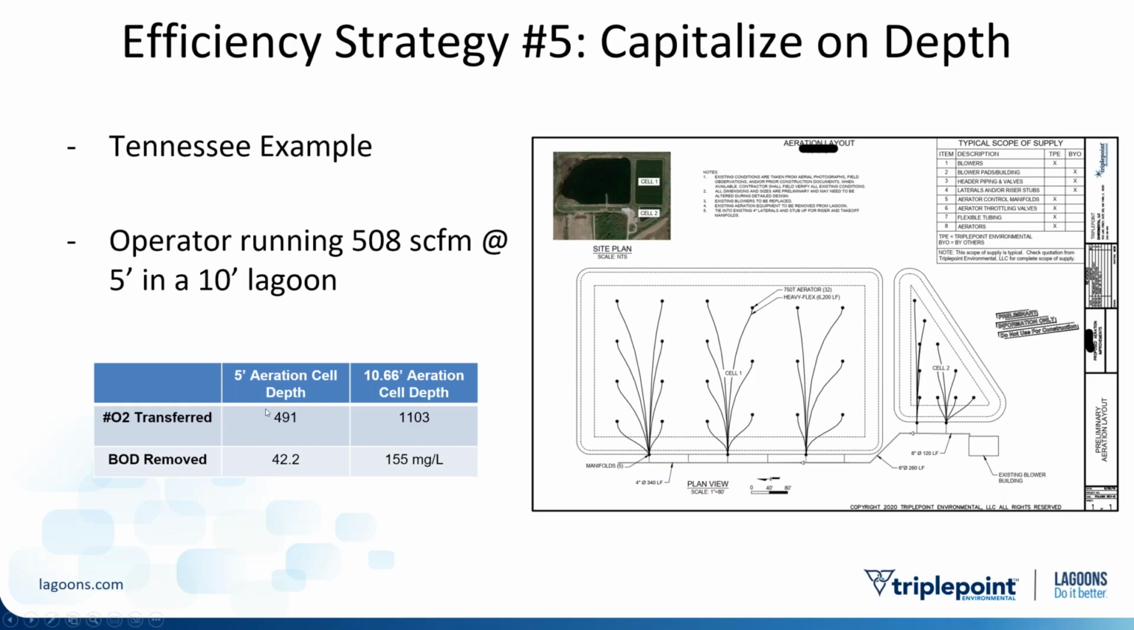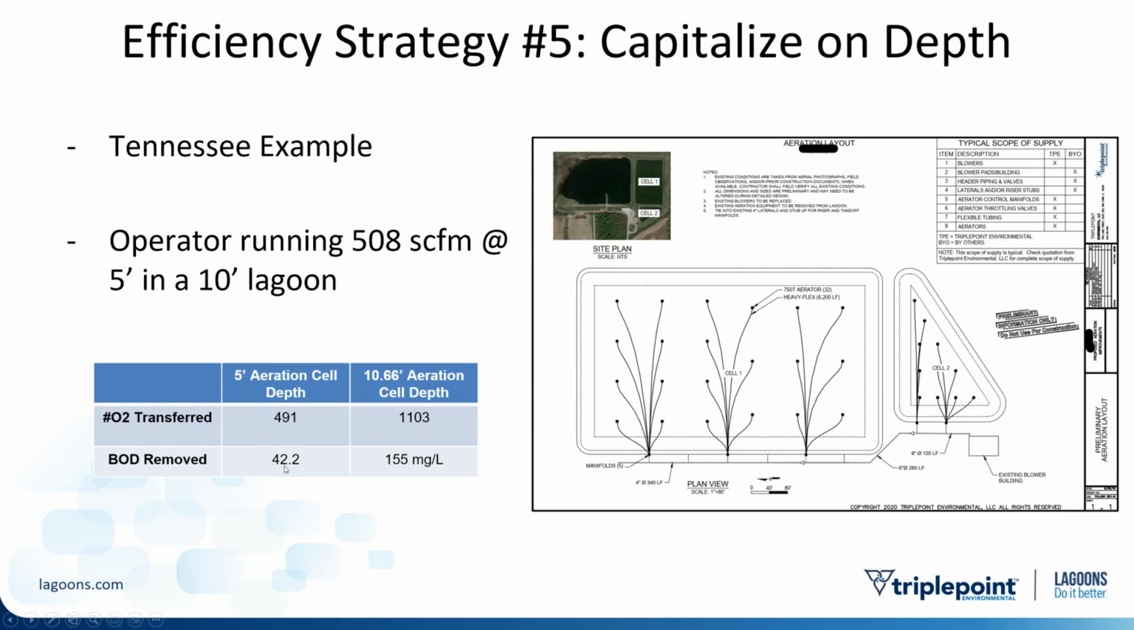So at 5 foot of depth, he's only transferring 491 pounds of oxygen. If you were to raise it to the max depth of that plant, he'd be transferring, with the same 508 SCFM, 1,100 pounds of oxygen. Another fun fact is that as you increase depth, you're increasing volume, which increases the hydraulic retention time of the cell. So you're not only getting more oxygen, you're able to get more treatment done in the same space, simply because the lagoon's hanging onto the water longer.